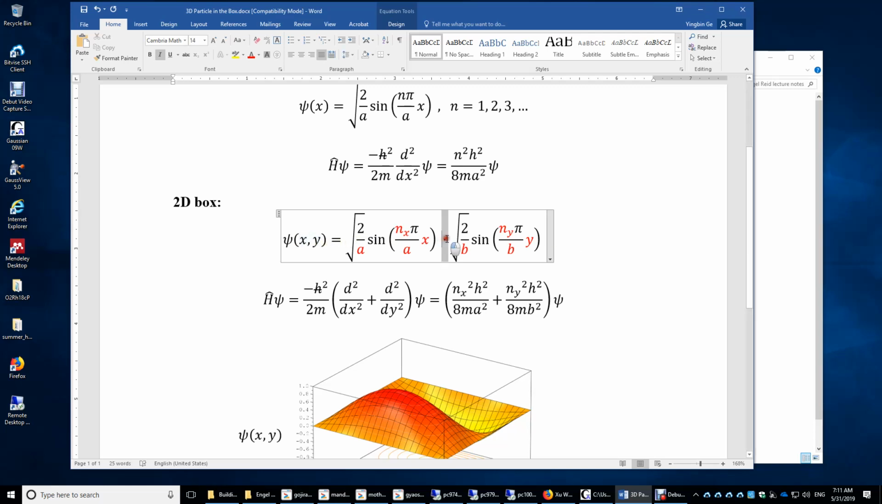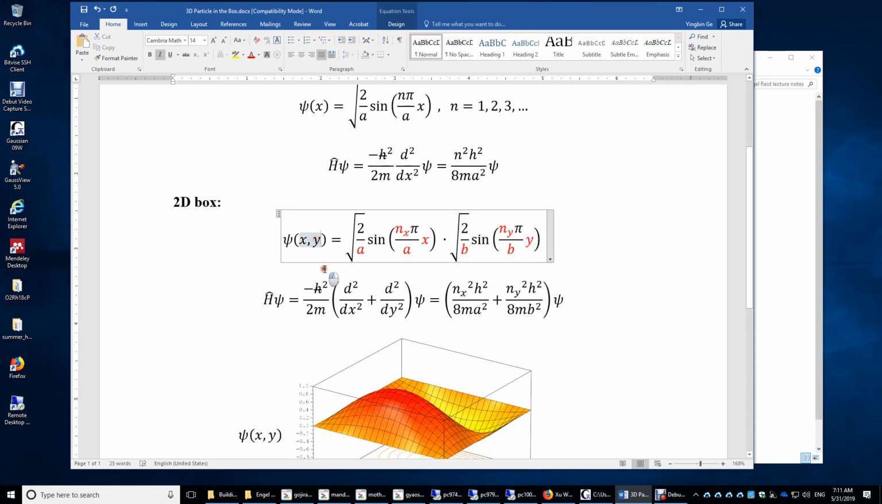Therefore, we use a multiplication here. The squared modulus of the first part gives you the probability density of finding the particle at the x position. The squared modulus of the second part will give you the probability density of finding the particle at position y.